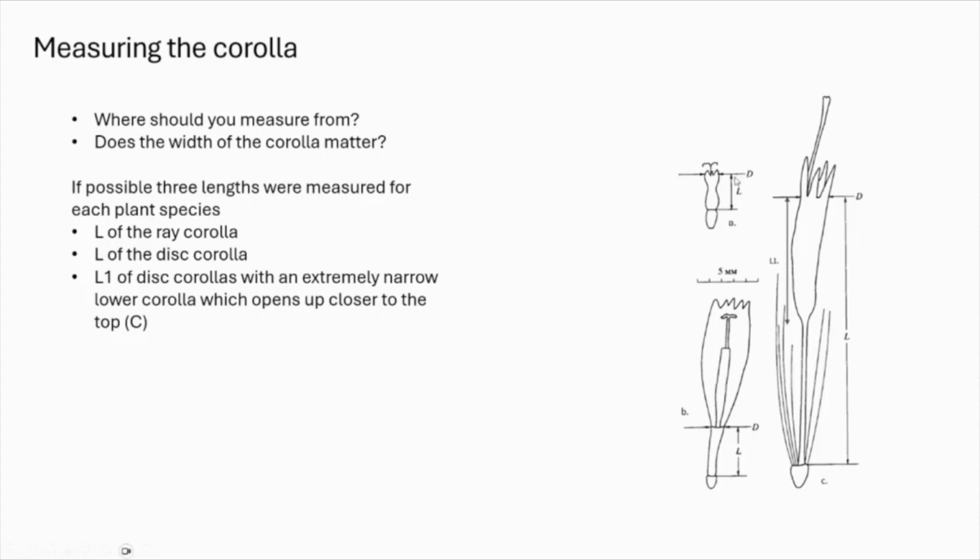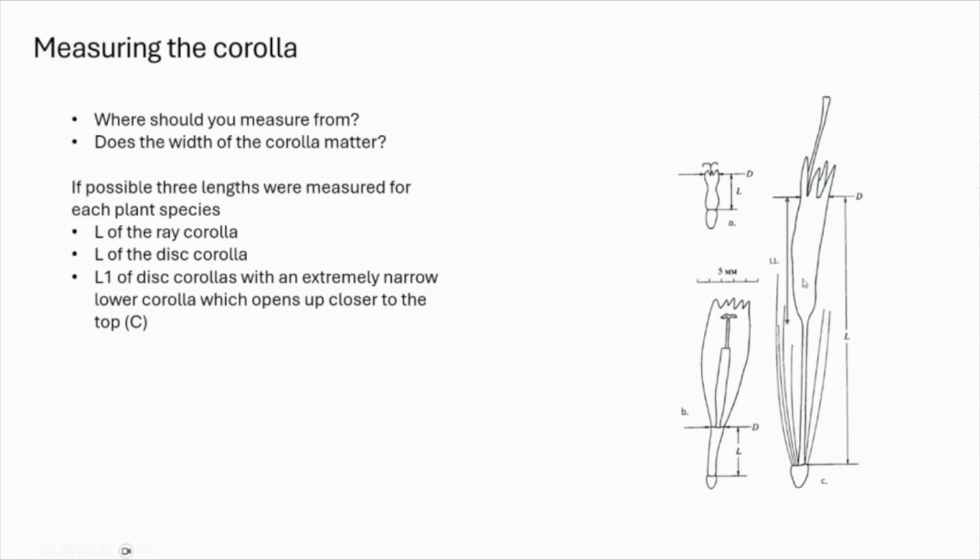So to start off with, we measured 2 lengths. So we measured L, which is the length of the disc floret, and then we measured L on the ray floret, which is this bit, because this is the part that basically the insect needs a proboscis long enough to reach the bottom of here to get to the nectar, because it's produced in nectary cells down here and here.